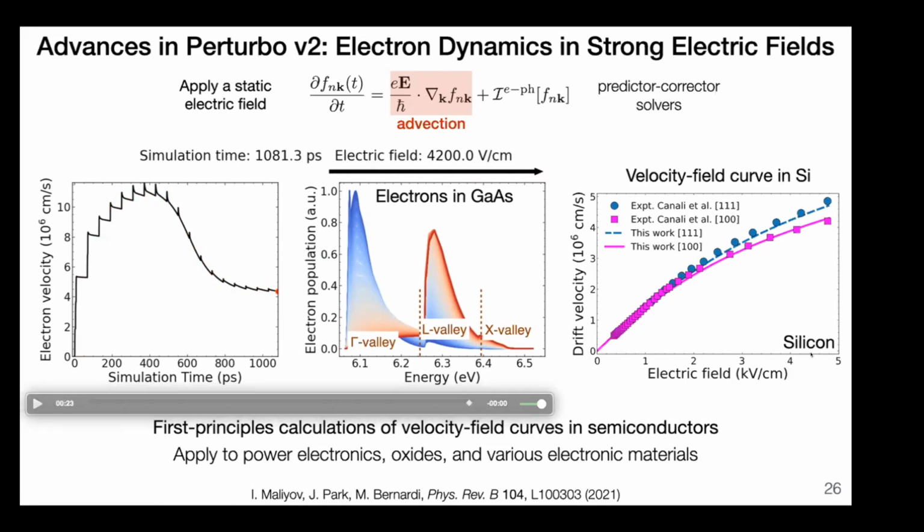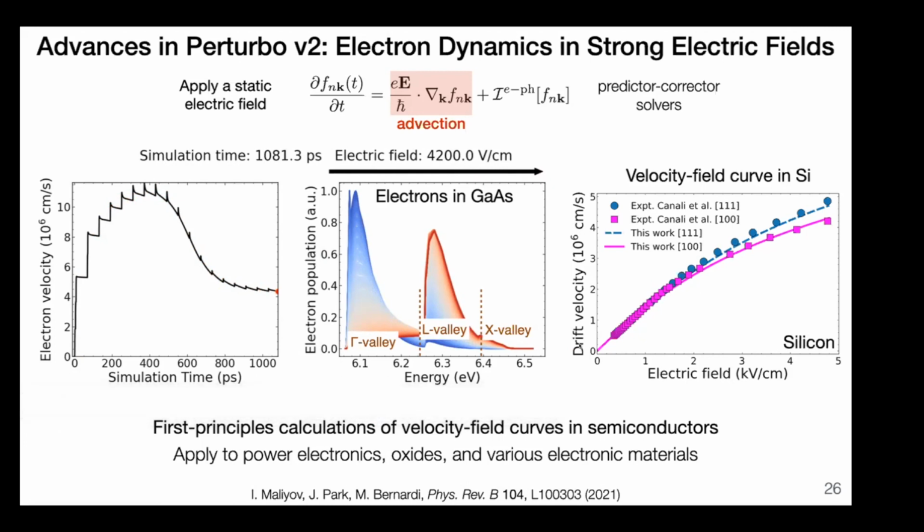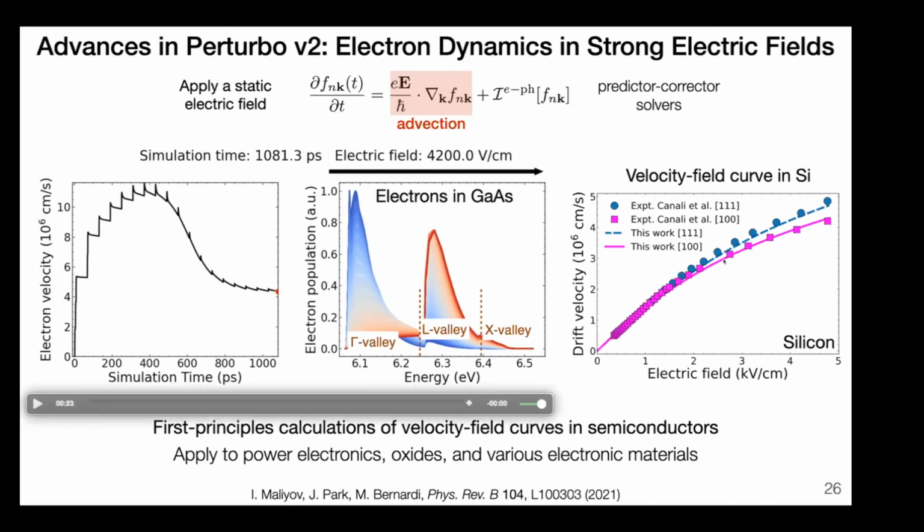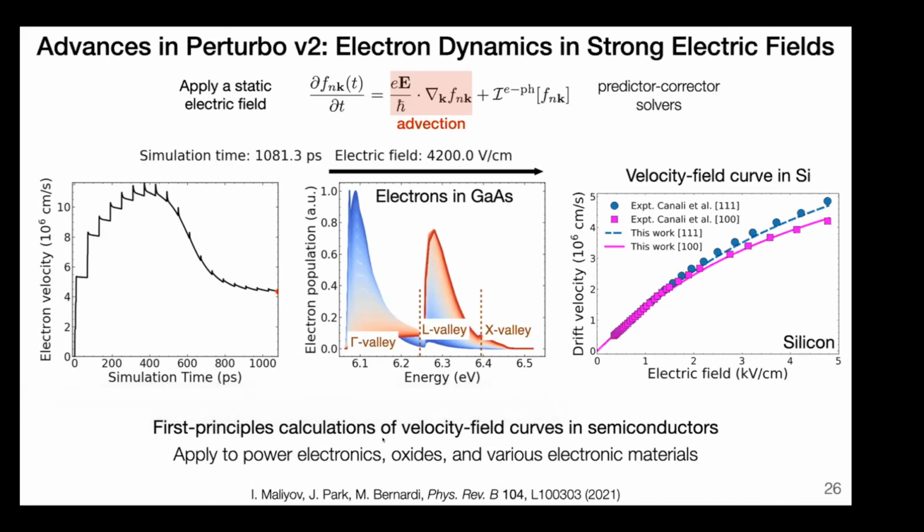This is an example here for silicon. You see one can compute the velocity field curve in different directions in very good agreement with experimental data. And so this is a tool that can be applied broadly to power electronics, oxides, and various materials of interest in that context.